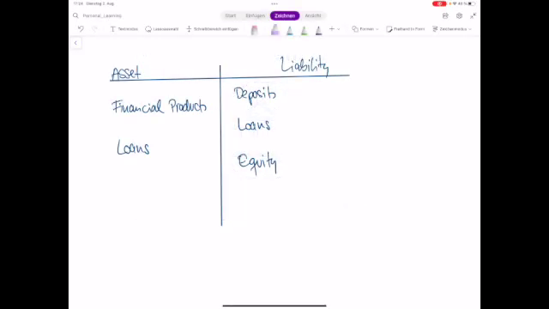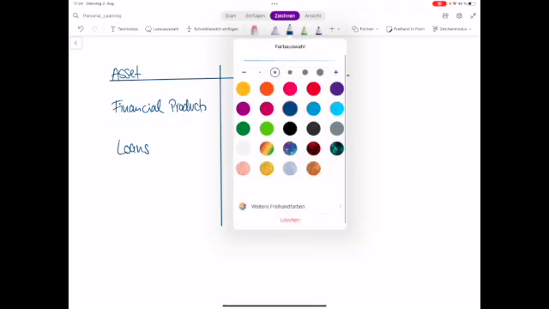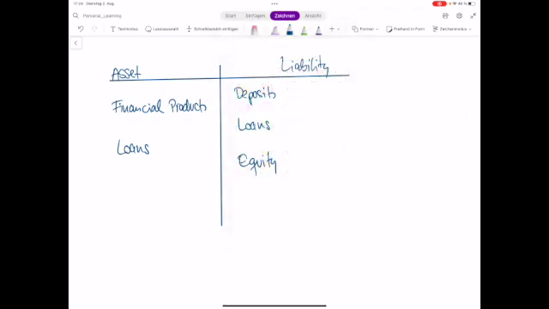So today we want to understand the business model of a bank, and a good place to start is the balance sheet of a bank. So what you see here is the balance sheet of a typical bank. And this bank has deposits from private people, it has loans from other banks, and it has equity, and has invested this money into financial products and loans.